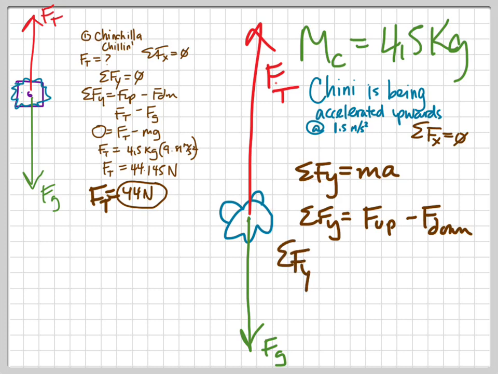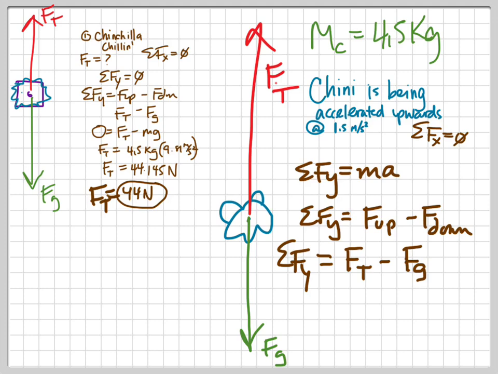Okay, so sum of forces on the y. We now have force of tension still, and we still have force of gravity. Force of gravity is still negative. Force of gravity is still mass times gravity. So 4.5 kilograms times 9.81. That didn't change. But here's what did change. So I'm going to shrink some of this text so we can move stuff up.